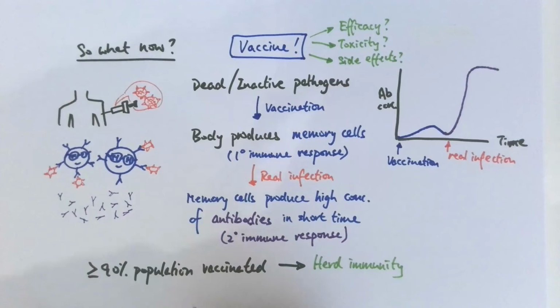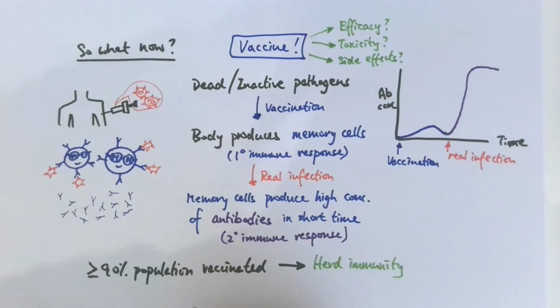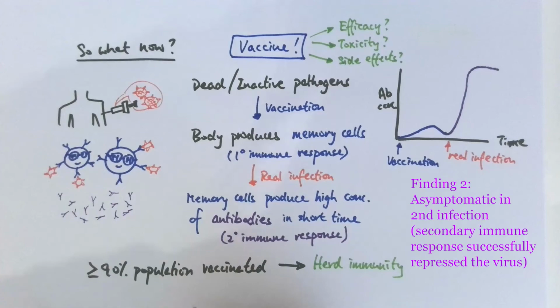One of the things is that they found higher concentrations of antibodies in his bloodstream in the second infection, which implies that the memory cells made from his first exposure to the virus are retained. Another important thing to note is that he is asymptomatic the second time around, meaning the virus was unable to make him sick upon reinfection, at least to this point in time, possibly due to the faster secondary immune response.